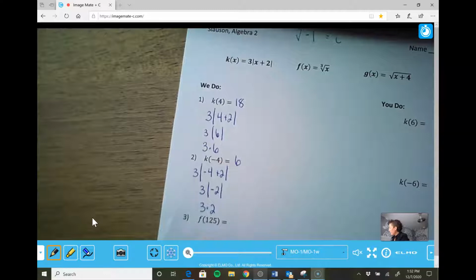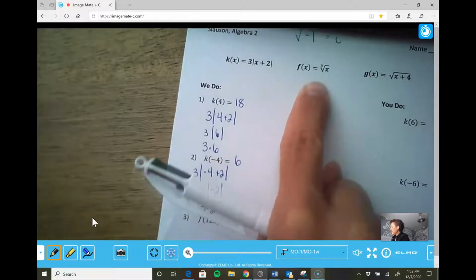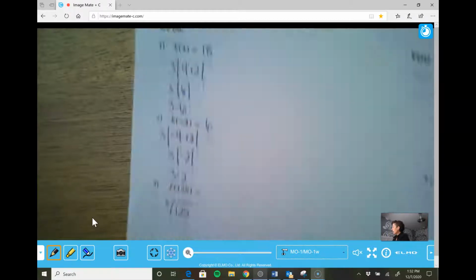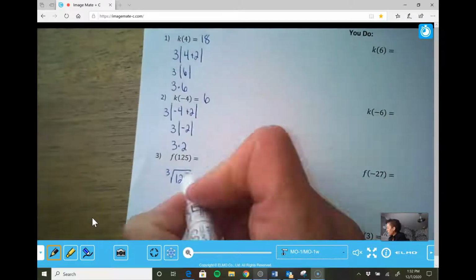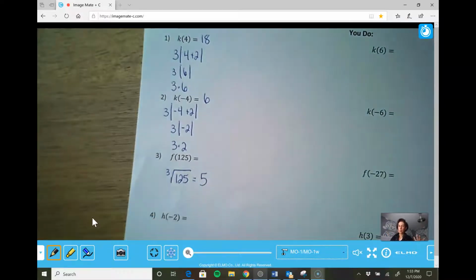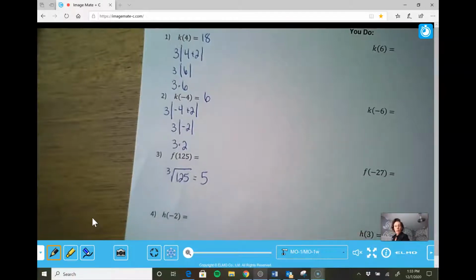Let's move on to a different function now. We're going to work with F. So F says I should go here, and I'm just going to put 125 in there. Hopefully you know your perfect cube roots. 125 is one of them, so the cube root of 125 is 5. If you don't know your cube roots, just type it into your calculator. Press math, scroll down to the 4th option, get your cube root, and put 125 in. It's okay. So again, you do the one on the right.